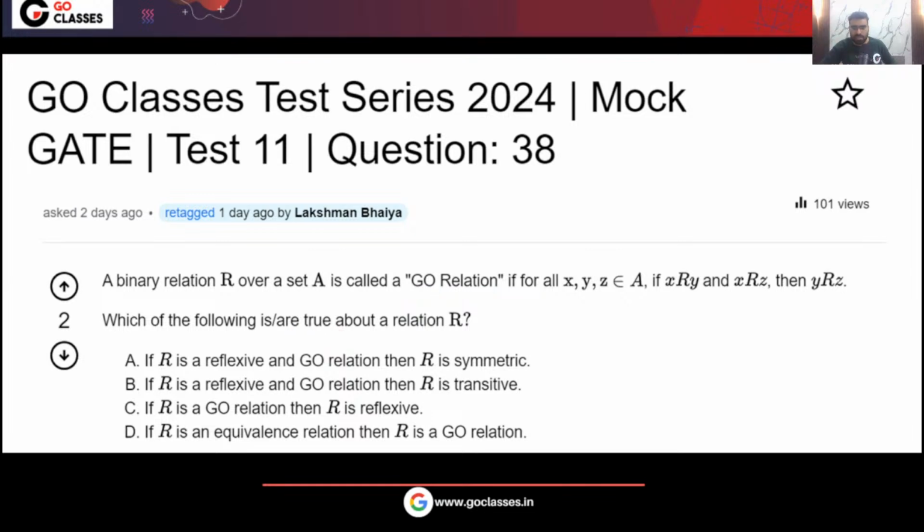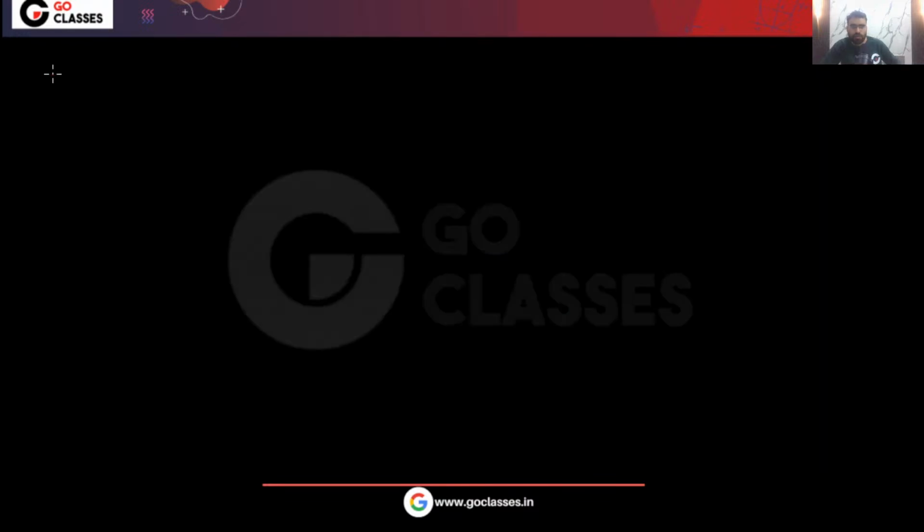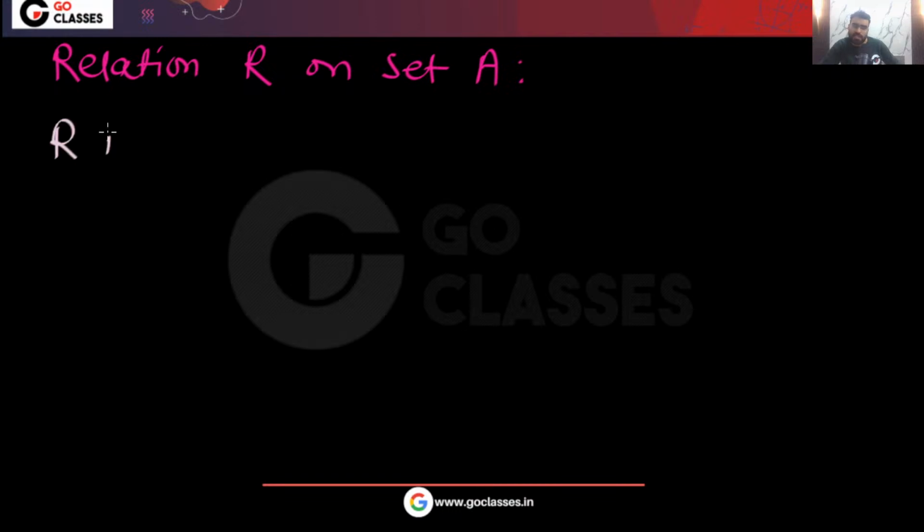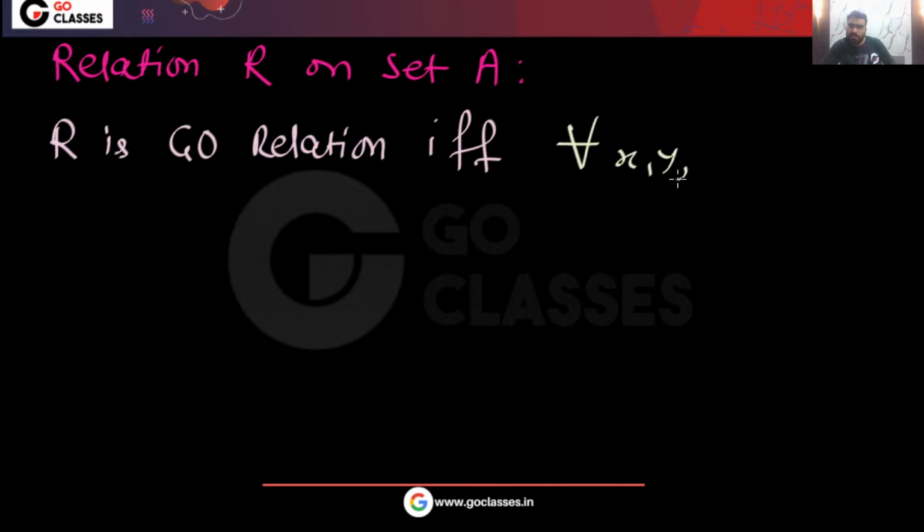Okay, now let's solve this. So this is a Stanford question. What is the definition of this Go relation? Please understand this. You have a relation R on set A, and we are saying that R is a Go relation. When can I say that R is a Go relation? R is a Go relation if and only if what should happen? This should happen: for all x, y, z, they can be same or different.